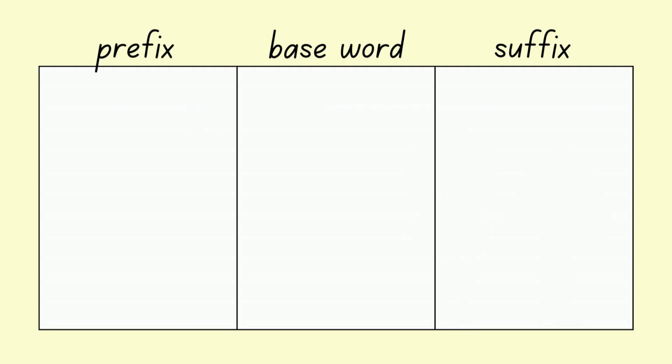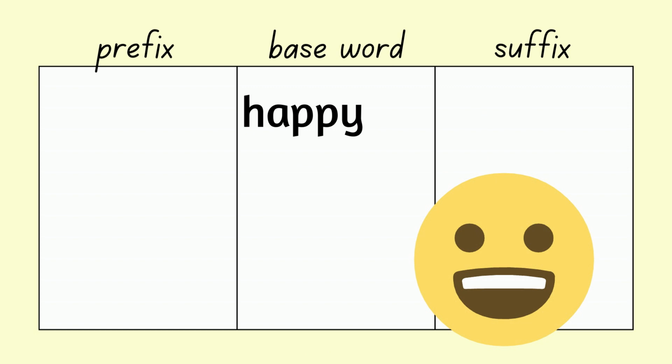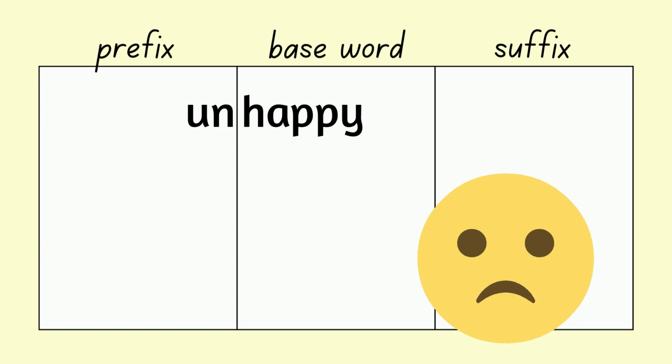Take a look at the word happy. We all know what happy means. If I was to add the letters un, as a prefix before happy, it would change the word to unhappy. And unhappy is a word for not happy at all. It's sad. It has changed the meaning of the word to something that is opposite of happy.